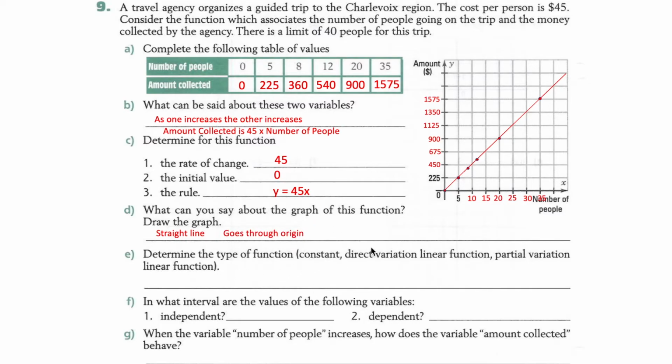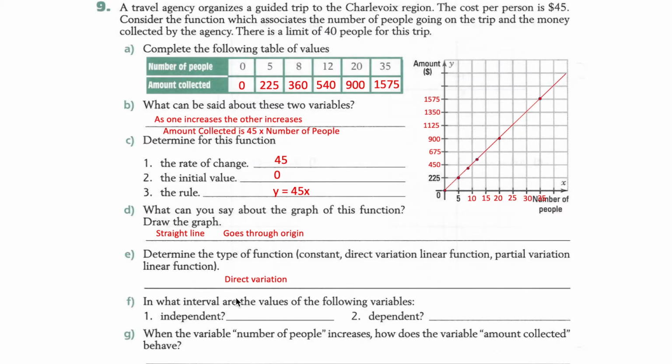Determine the type of function. Okay, this is a direct variation linear function. It's a straight line, and it goes through the origin. Going through the origin means direct variation. Direct variation means you have a proportional situation, like you can use ratios to figure out everything along this line.